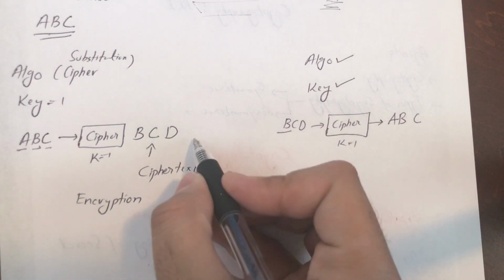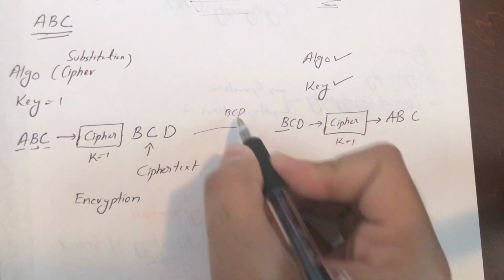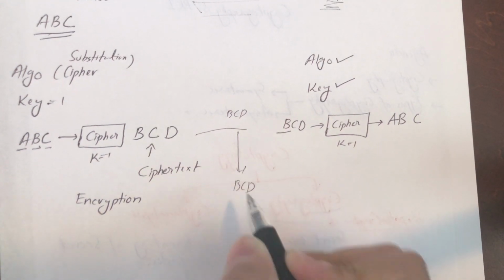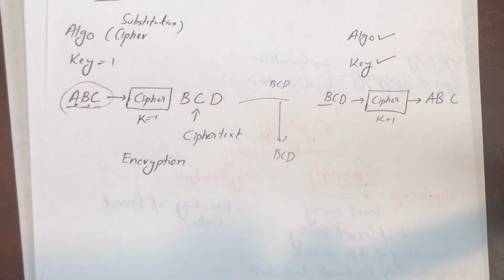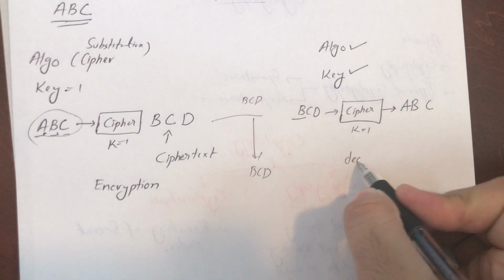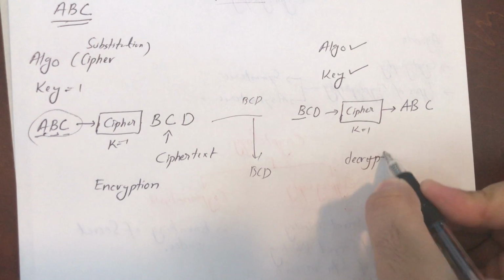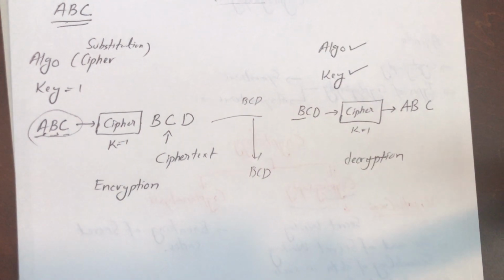So if anybody sniffs the message, because over the channel we are just transmitting BCD, they will get only BCD, but the original message was ABC. This complete process is called encryption, and on the receiver side, this is called decryption. The whole process is called cryptography.